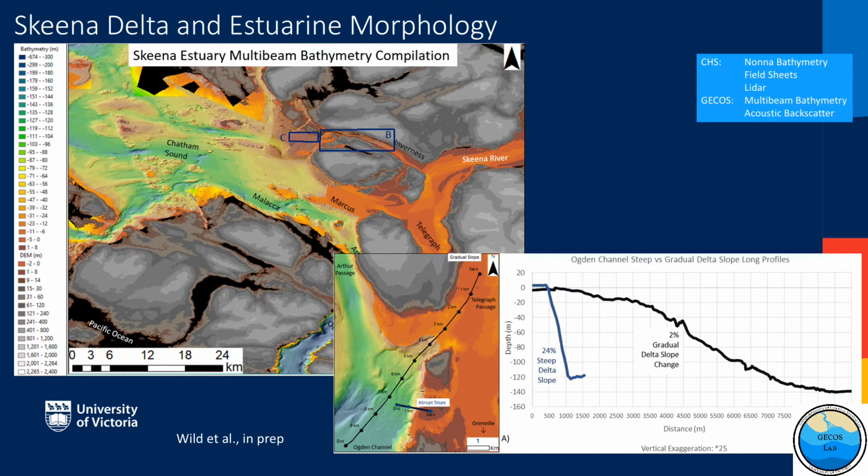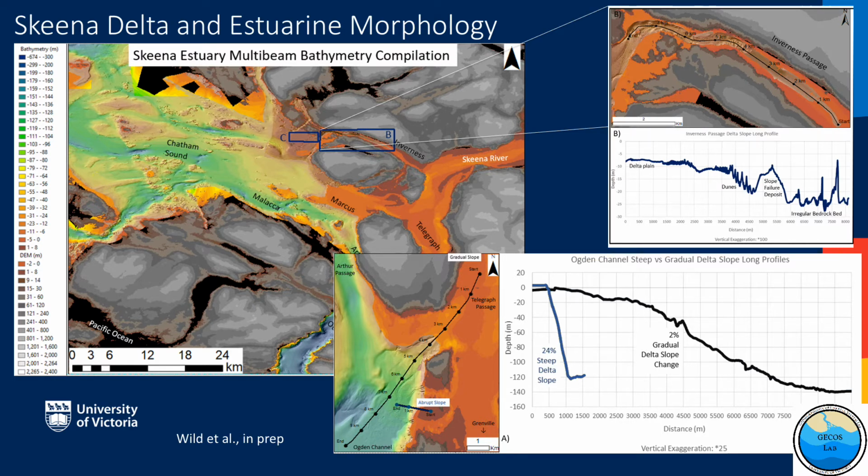While the delta extent is pretty straightforward in Marcus and Telegraph Passage, it is much less clear in the smaller northwestern passage that is Inverness. You can see the bathymetry is much more complicated, and we interpret it based on the morphology as well as acoustic backscatter and sediment samples. The southeastern portion we interpret to be still part of the delta plain, still comprising river deposits, but then the southern end of it has very irregular bedrock type geology.